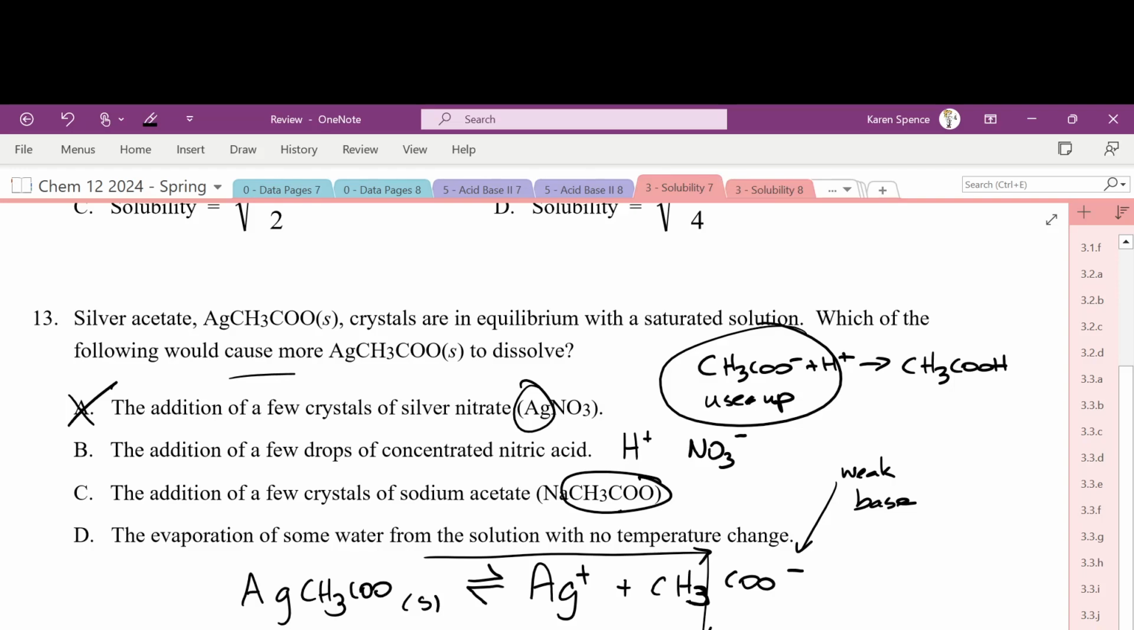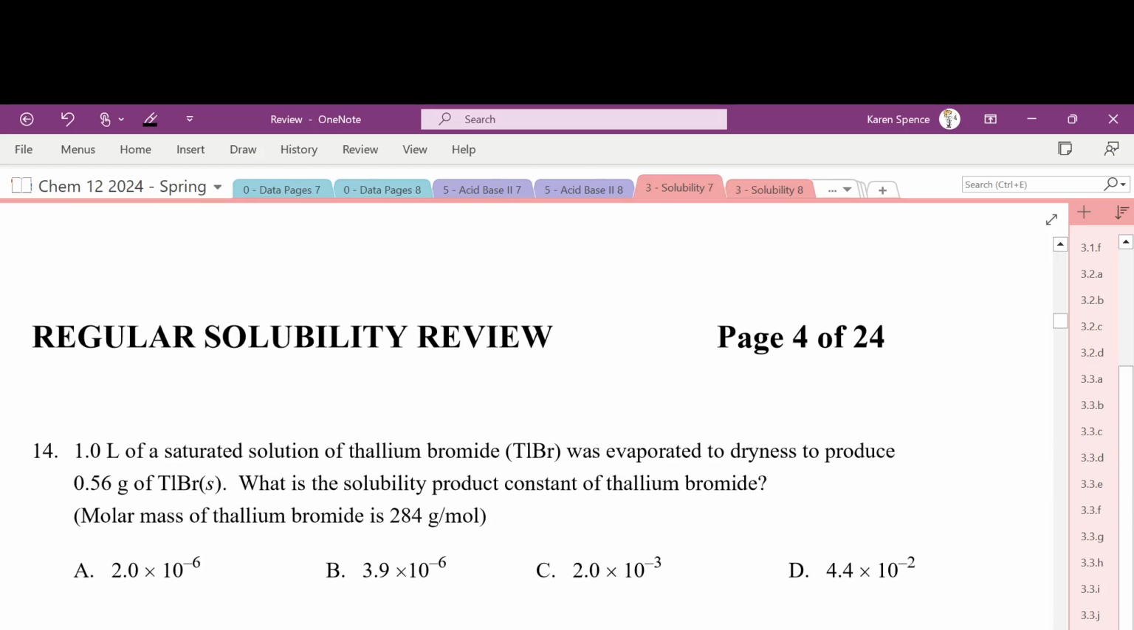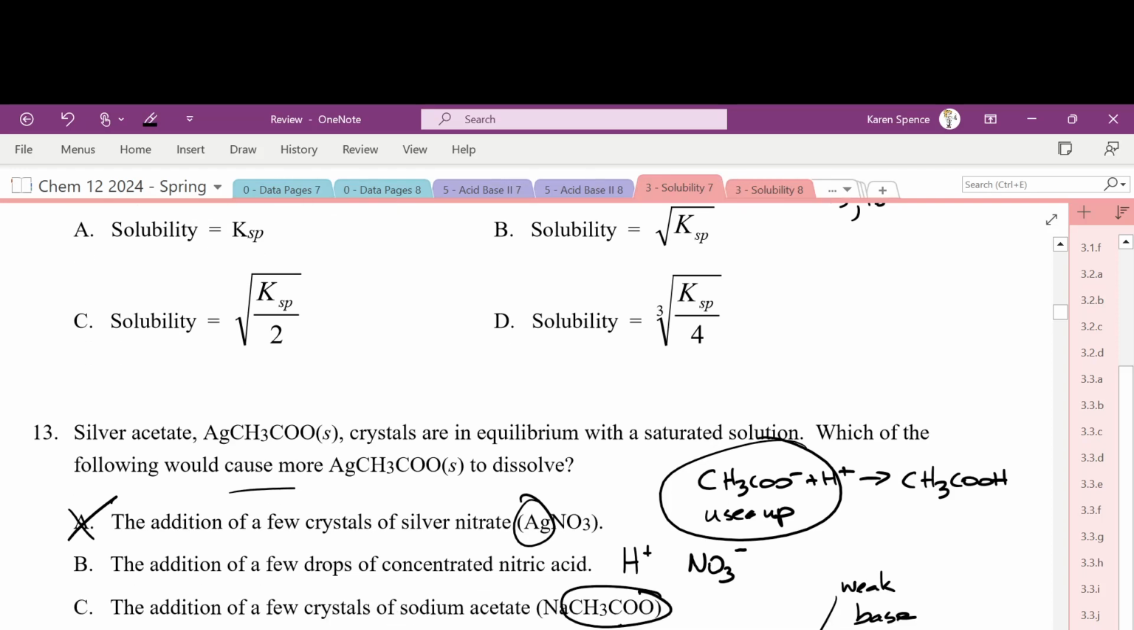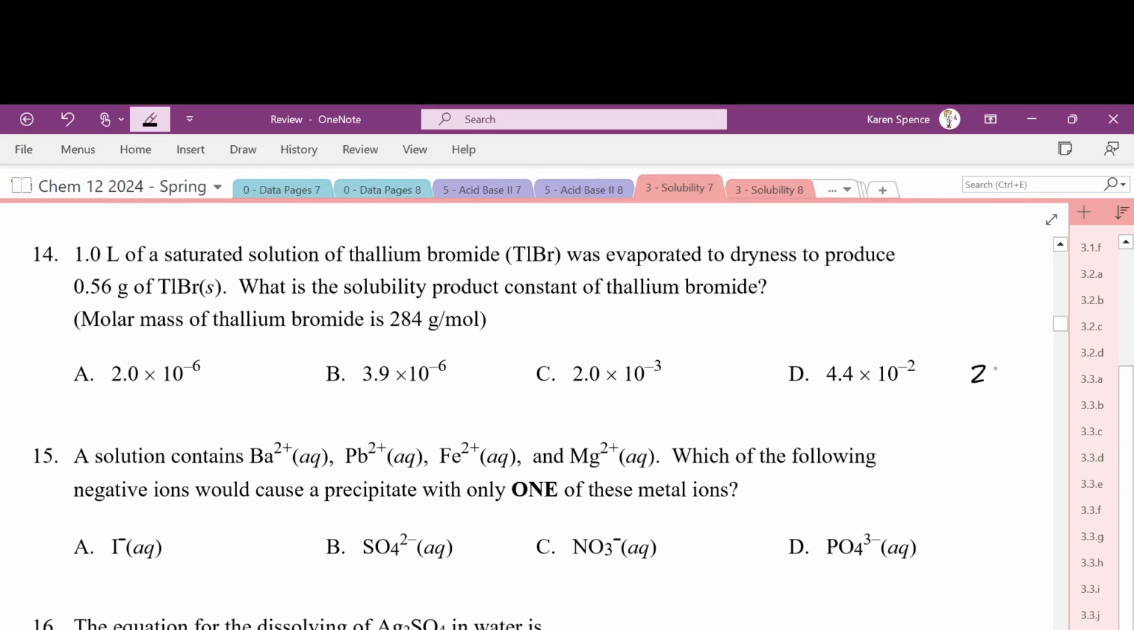Okay, we wanted 15 and 16, and 26. Okay, 15. A solution contains barium, lead, iron, and magnesium. Which would cause a precipitate with only one of those metals? Iodide. Let's go look and prove that I'm right. It's because I know that lead is one of the very, very insoluble ones. So let's go look at this.